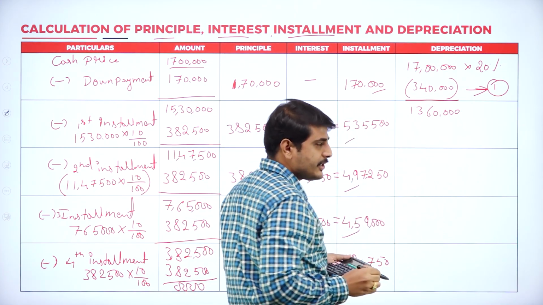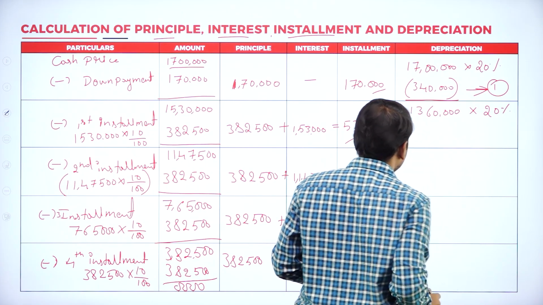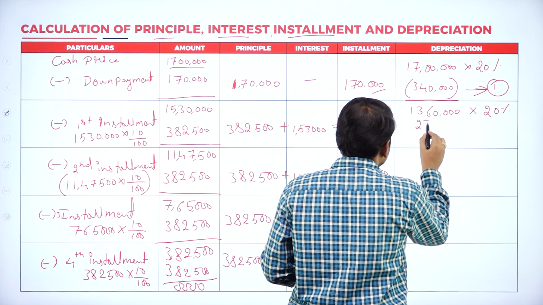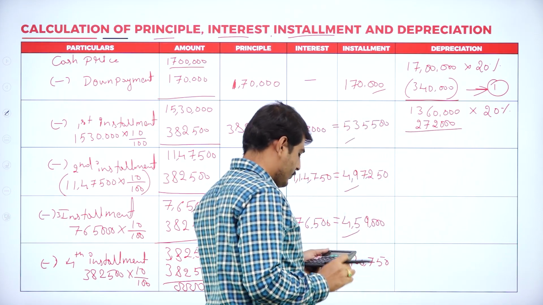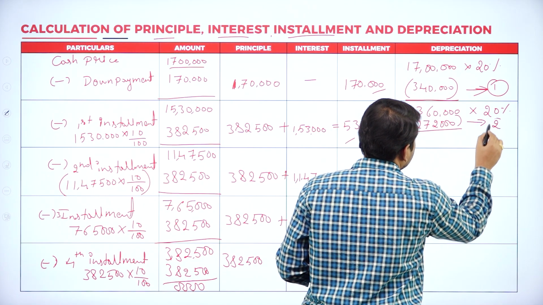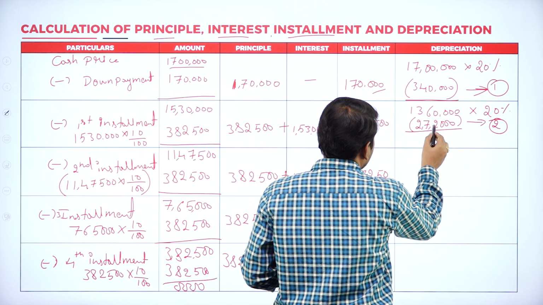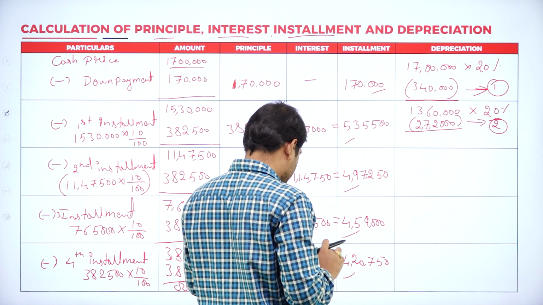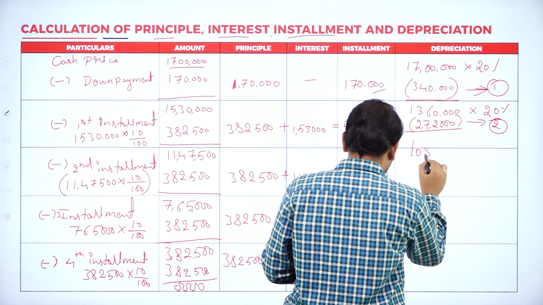Now we have to calculate the depreciation again on this amount, 20% depreciation. So it is 2,72,000. This is the second year depreciation. Deduct this 2,72,000 from 13,60,000. So you'll get 10,88,000.